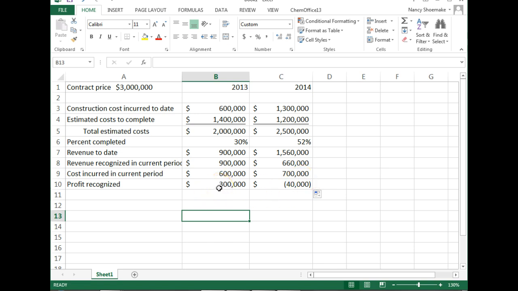a $300,000 profit, but look what's happened in the second year. We've revised our estimates and our actual. Now we're showing a loss. Guys, it's the best method. We know how to do it, but we're continually revising it based on the information we know. Okay?